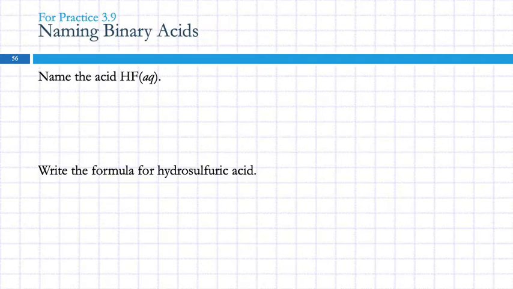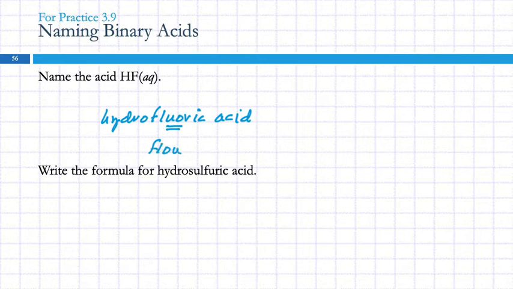So, what would this be? HF. Hydrofluoric acid. And I'll just point out to you, fluorine is UO, not OU, because there's no flour in fluorine. Fluorine is gluten-free.